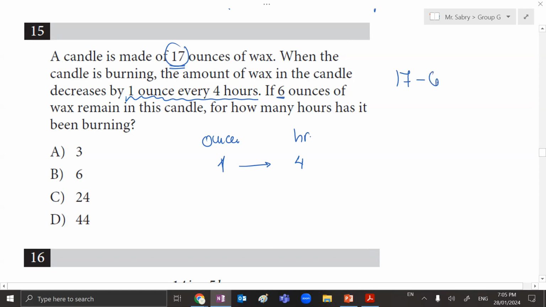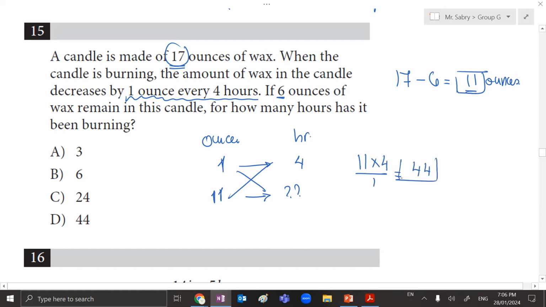So I'll do 17 minus 6 to understand the decrease of ounces that happened. There's a decrease of 11 ounces. So I'll put those ounces under those ounces. تحت الounces هنا أحط 11 عشان أعرف how many hours did it take for those 11 to be decreased. I'll cross multiply. 11 times 4 divided by 1, which is basically 44 hours, which is D. Does this make sense?